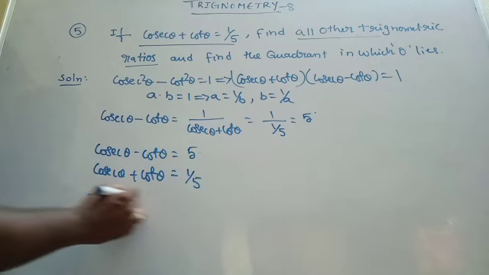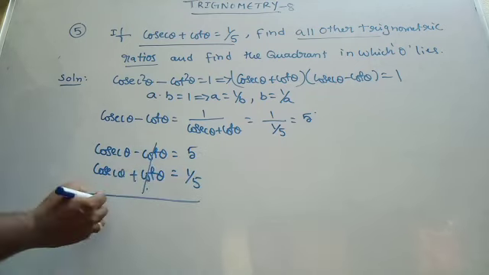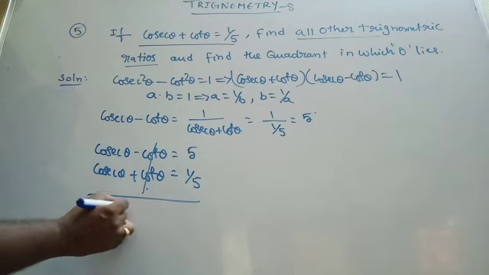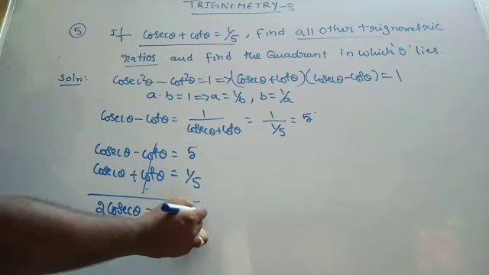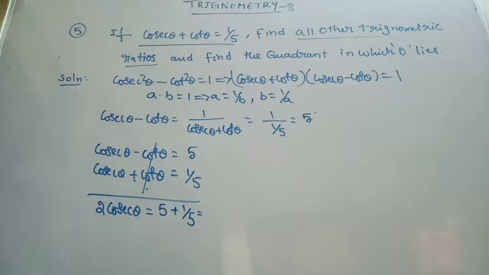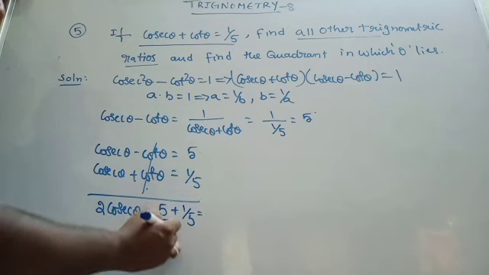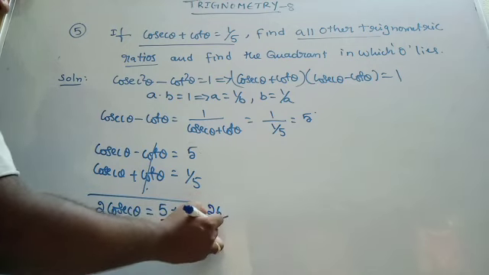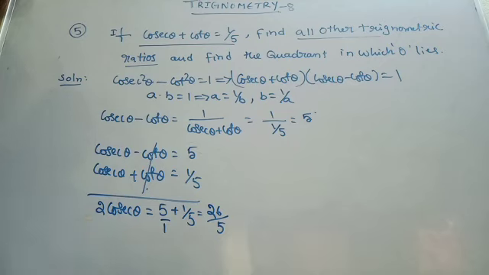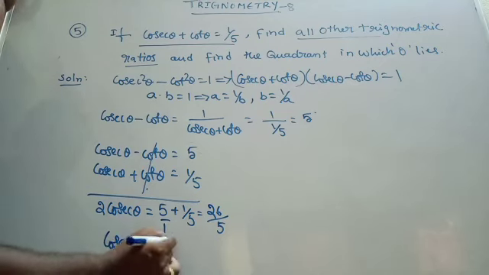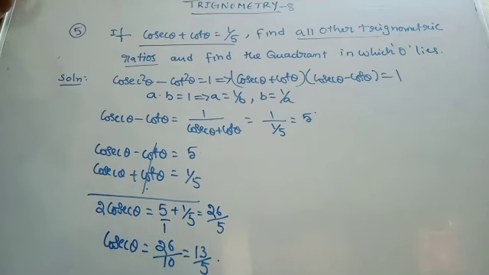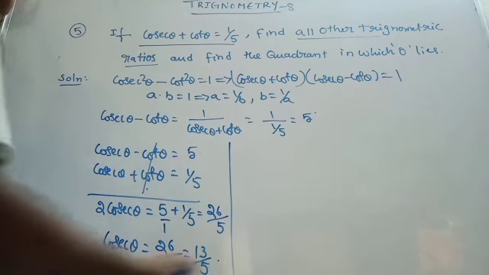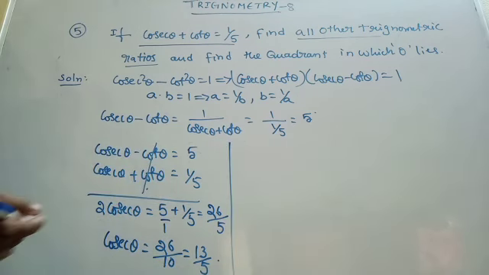Now let us add these, and from that we are going to get 2 cosecant theta is equal to 5 plus 1 by 5 like this, right? Once we have got this, if you take LCM, you are going to get it as 26 by 5 like this. And from this cosecant theta, you are going to get 26 by 10, that is nothing but 13 by 5 like this. Okay, wonderful. Once we got this as 13 by 5, we will get even cot theta.